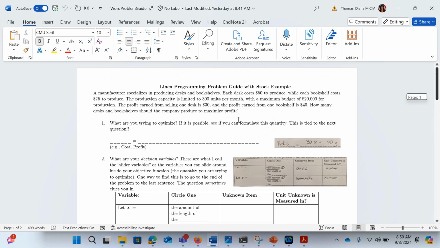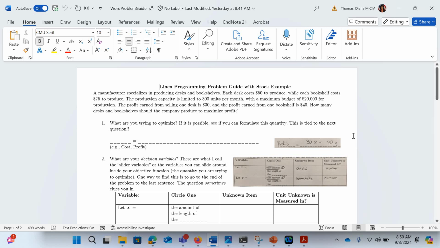So here I took this problem, and at the very end, it says that the company is trying to maximize profits. They laid it out for me. So I know that my objective function is going to look something like maximizing profits. So you can hunt for, okay, it says how many desks and bookshelves. So those are my variables. And then I can put together a profit function. That's what you guys said.